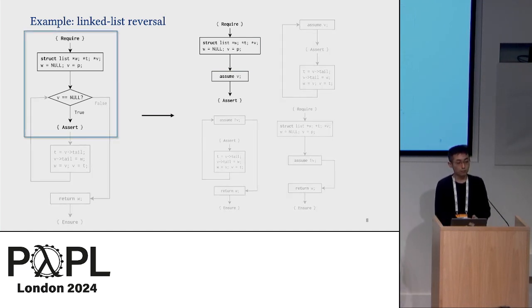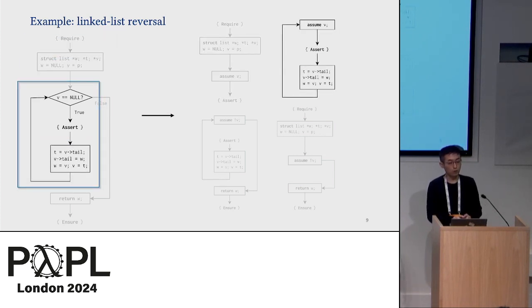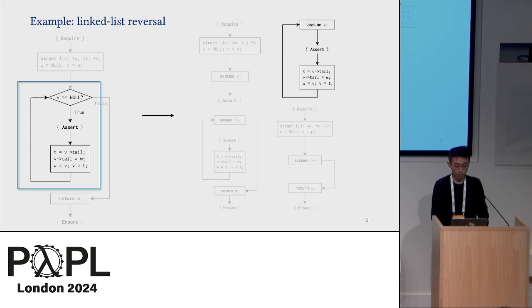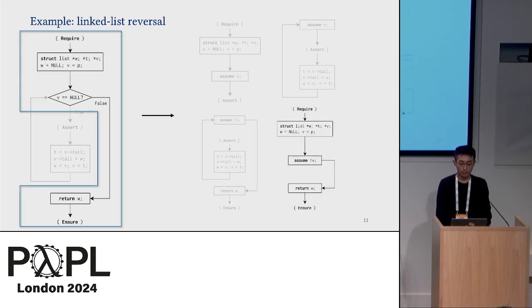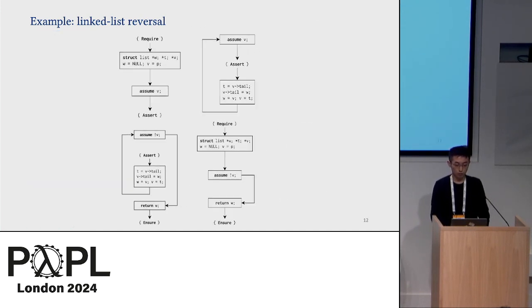The first path is from the precondition to the assertion. The second path is from the assertion going through the loop back to the assertion itself. The third path is from the assertion to the postcondition, which exits the loop. And the last path is from the precondition directly to the postcondition without executing the loop. So these are the 4 paths VST-A will generate.